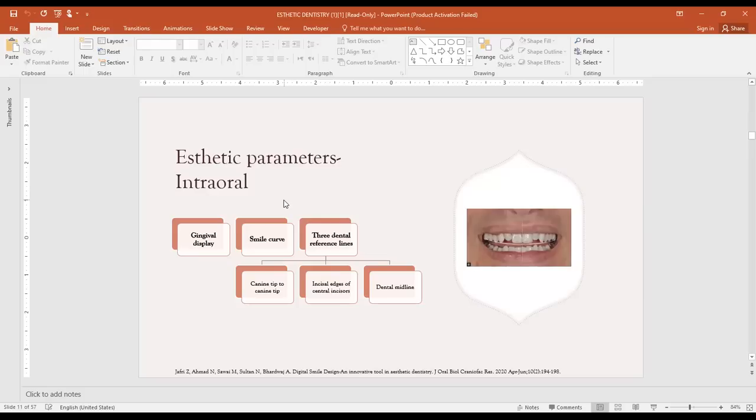So the intraoral reference lines or parameters should be divided into a rested lip view and a retracted lip view. Add those as well, and add images for them, because from the retracted view you could get even better information. You could get the amount of attached gingiva, the zenith points, and the contact points.